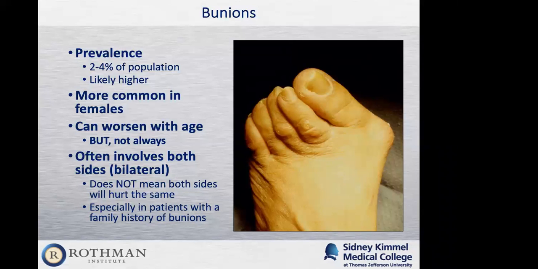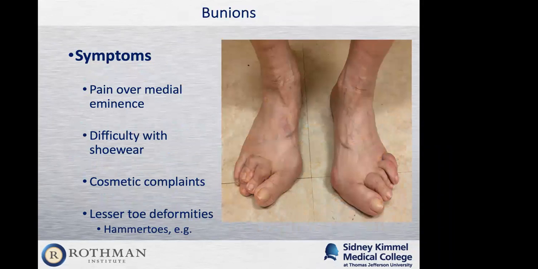So in terms of the symptoms, the most common symptom is pain over the medial eminence. And what I mean by the medial eminence is, hopefully you can see my cursor here, the prominence that develops on the inner aspect of the foot, right at the base of the big toe. That oftentimes is the area where patients have the most pain. It can also create difficulty with shoe wear. Of course, there are also cosmetic complaints just by the looks of the deformity.